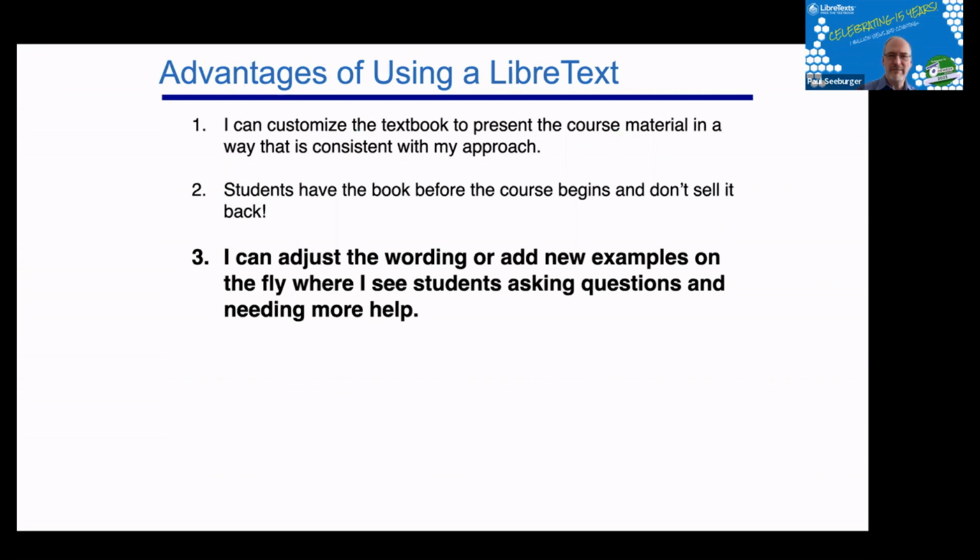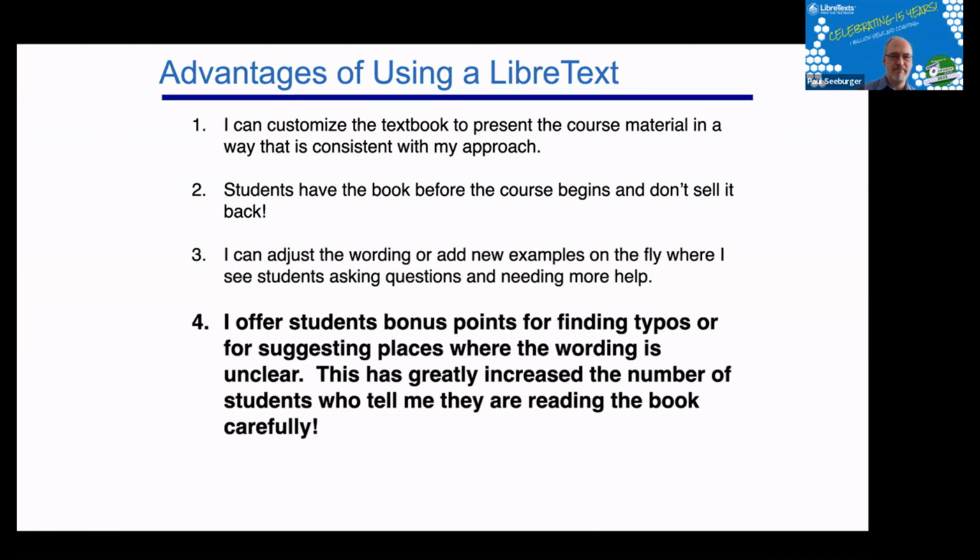I can adjust the wording, like I said just a minute ago, to add new examples on the fly when students ask questions on a topic that I see they really need some more help on. I offer students bonus points for finding typos or for suggesting places where the wording is unclear and can be improved. And this has actually greatly increased the number of students who tell me, at least, that they're reading the book carefully. And I've gotten a lot of students who have found things that I've been able to fix. And once they're fixed, they're good for everybody, everywhere the books are used.